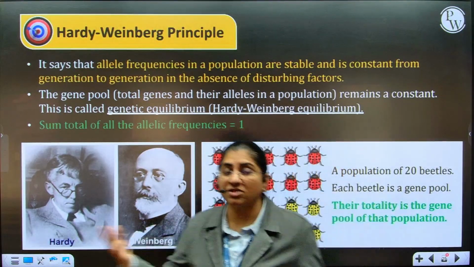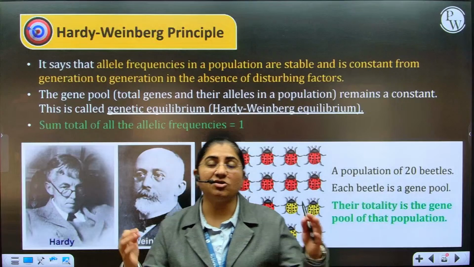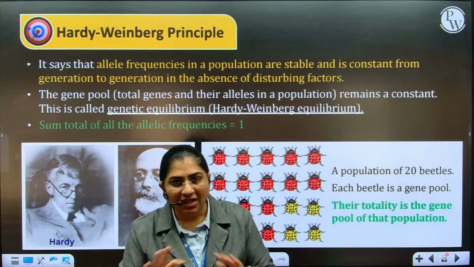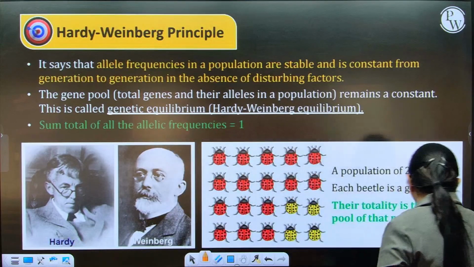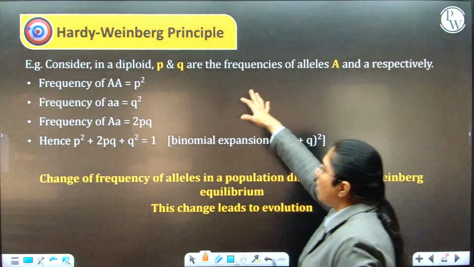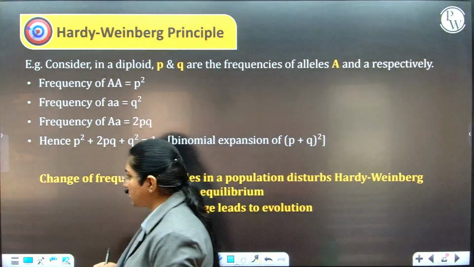So if there's change in this allele frequency, those are the factors which will lead to evolution. Is that clear? So let us understand this from the understanding of how we depict the frequency of alleles.